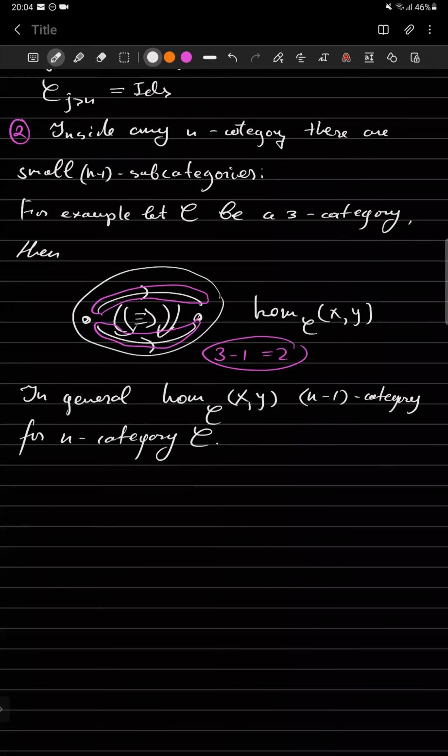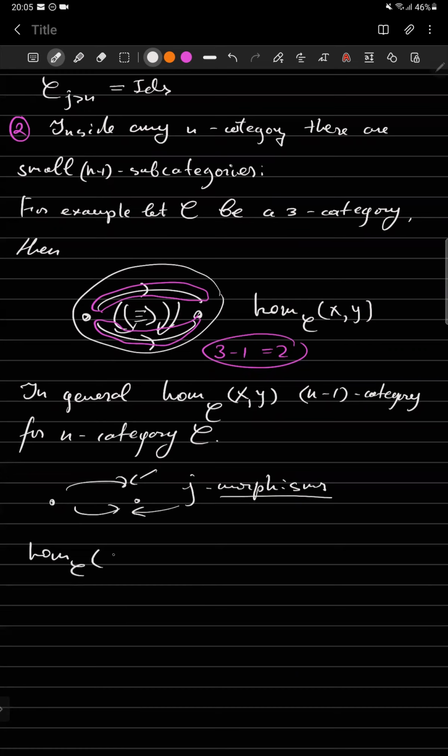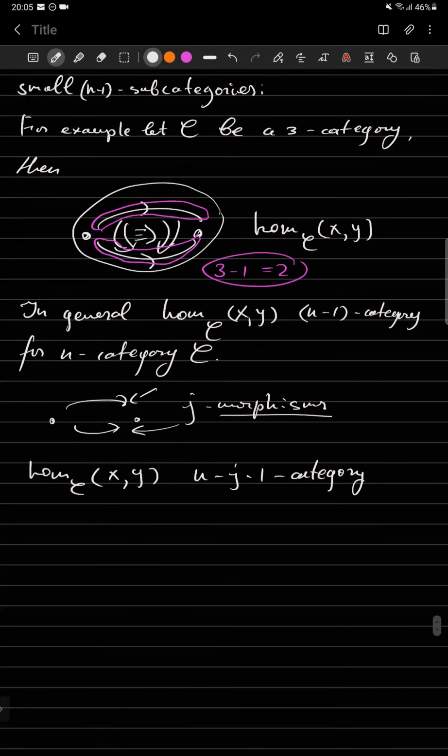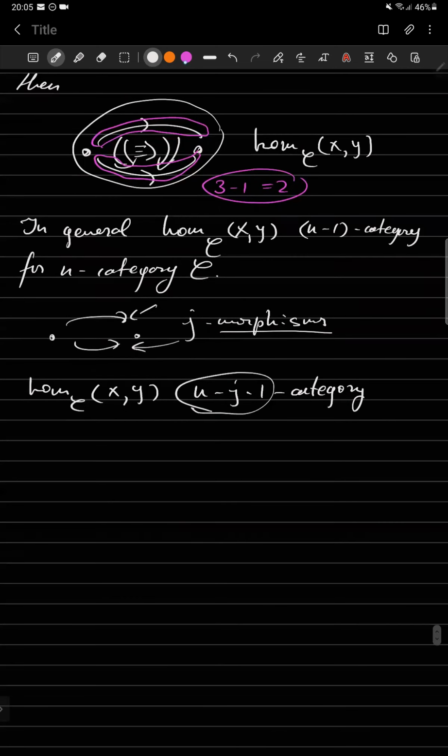We can continue this construction, and if we have two parallel j morphisms, for example, those can be parallel two morphisms, then hom between them is n minus j minus one category. So we can use this equation to obtain minus one and minus two categories. How are we going to do that? So a trick.